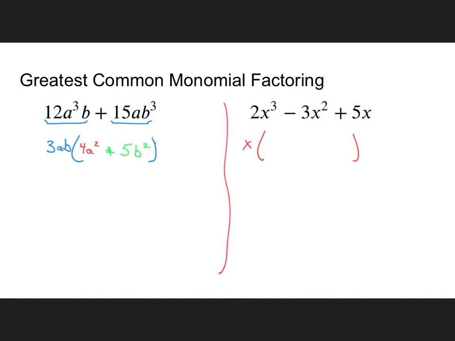So x times what will give me 2x to the third? The answer is 2x squared. X times what will give me negative 3x squared? The answer, negative 3x. And finally, x times what will give me 5x? The answer, just a 5. Again, checking myself real quick, if I distribute it, that will in fact give me the original starting problem.